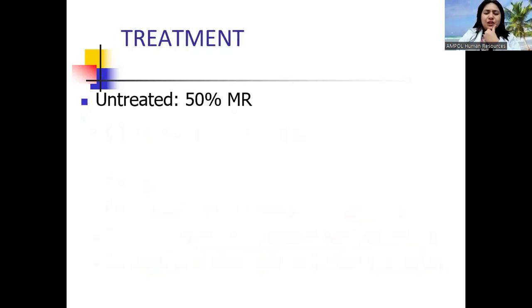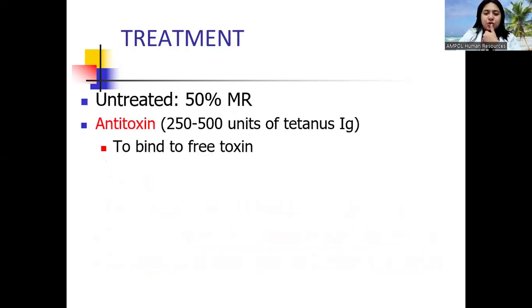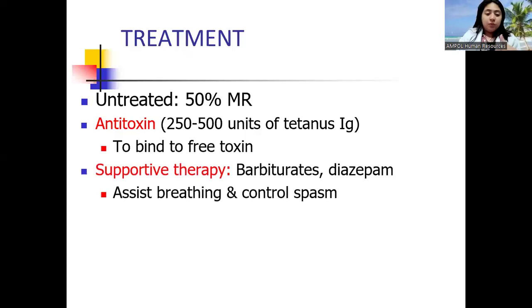So, treatment: if left untreated, 50% of patients with tetanus will die. But the treatment is not antibiotics, but against the toxin production. Again, it is not against the bacteria, but against the toxins produced by your Clostridium. So we can give an antitoxin, 250 to 500 units of tetanus immunoglobulin that binds to the free toxin produced by your Clostridium tetani.